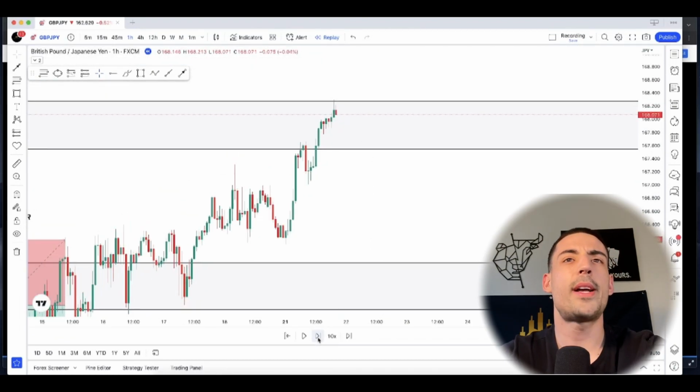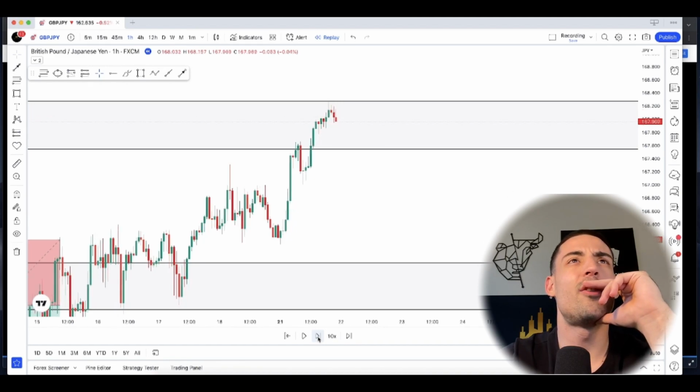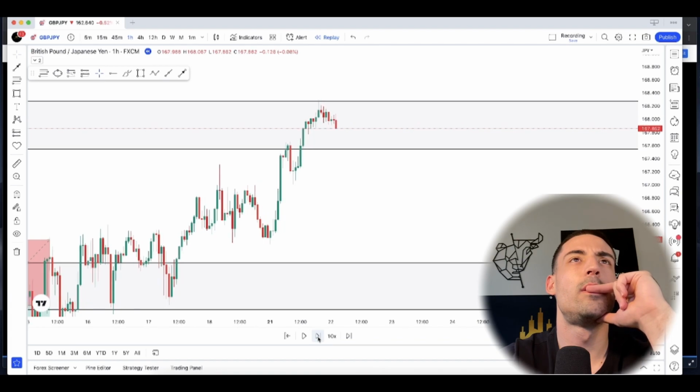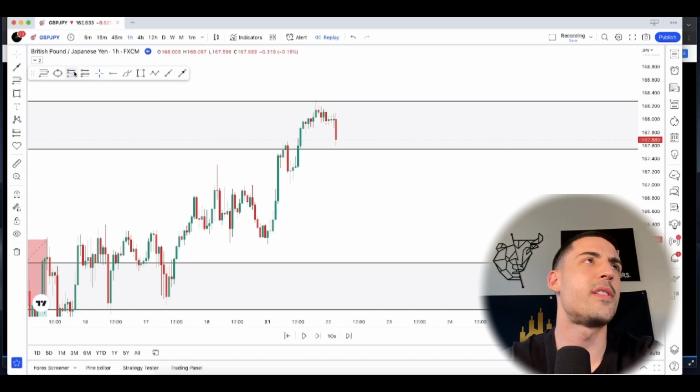Printed a top heavy wick, small little bear candle, another small bear candle. Let's see if we could come back and test the previous highs. That's a nice bear candle, but let's see if we could come back and test. Still waiting. Wow, that was nice. Okay, so we're going to enter a sell right here.